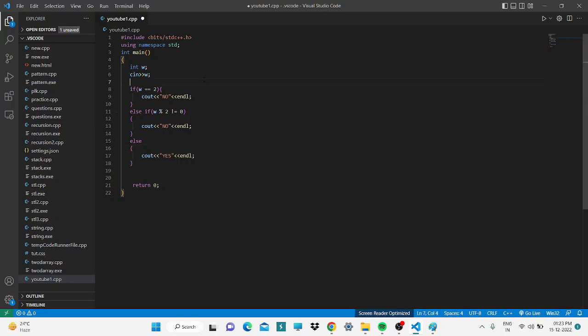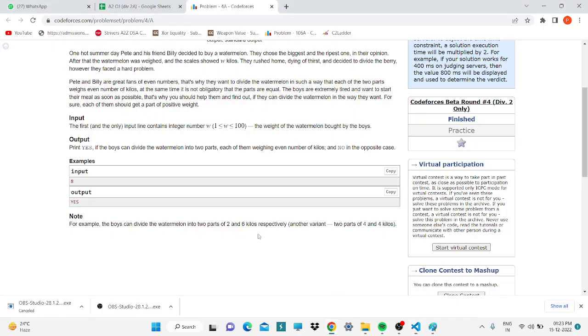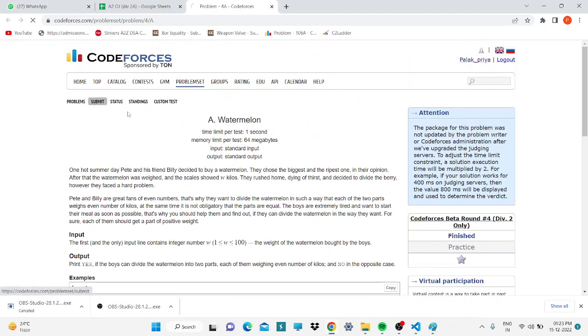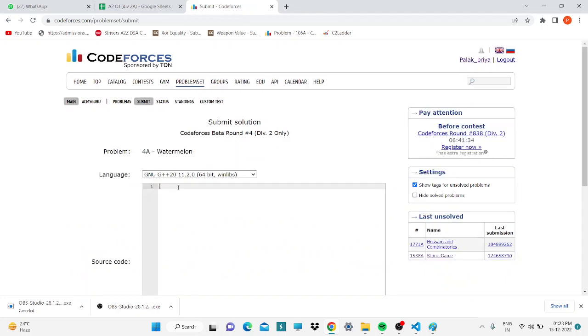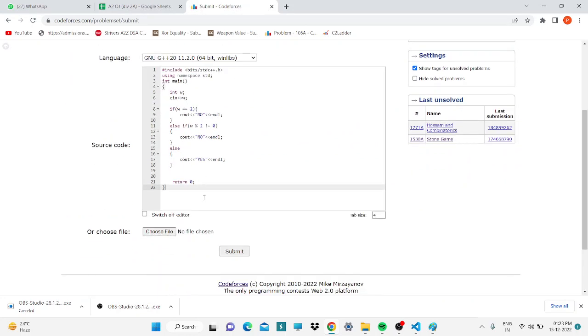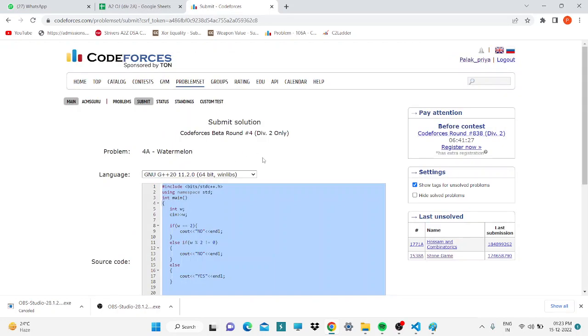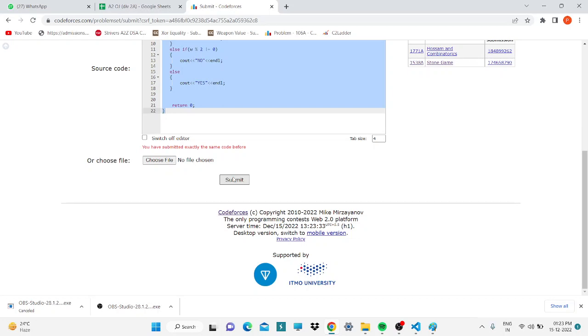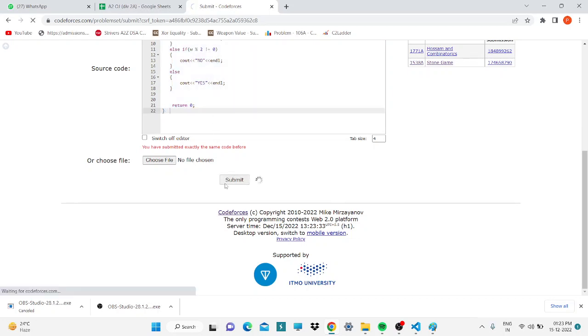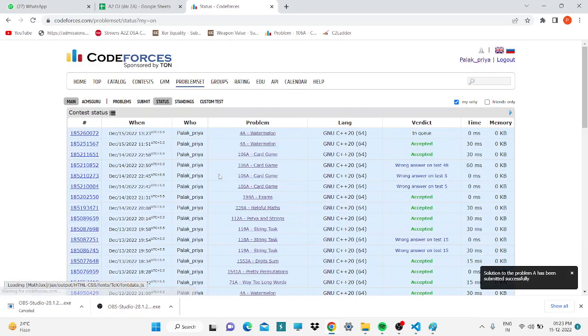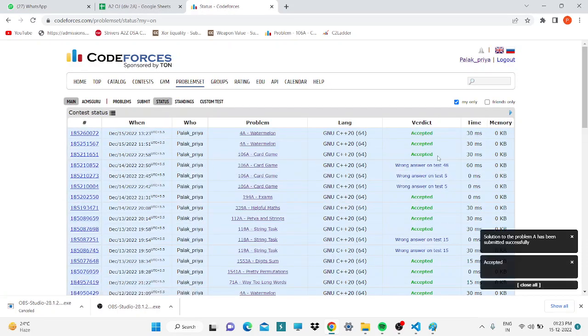Let's try to submit this code and see if our logic is right. So here I copy pasted the solution. And you can see that it is the right solution.